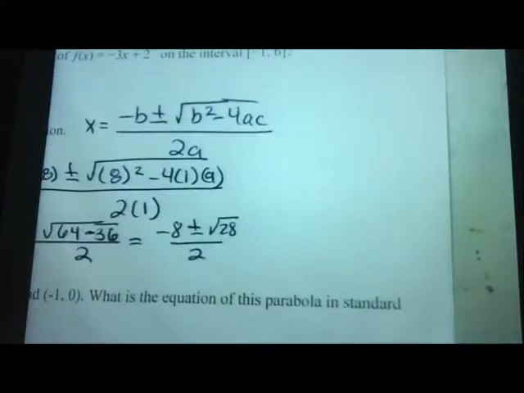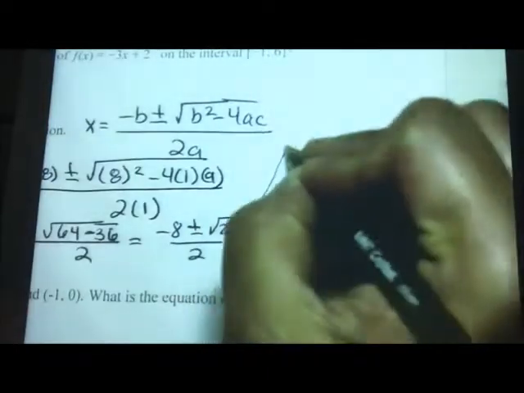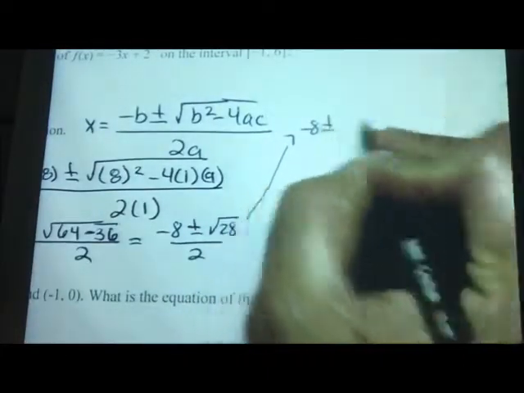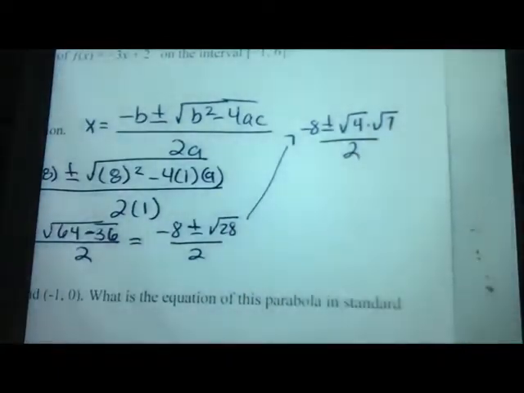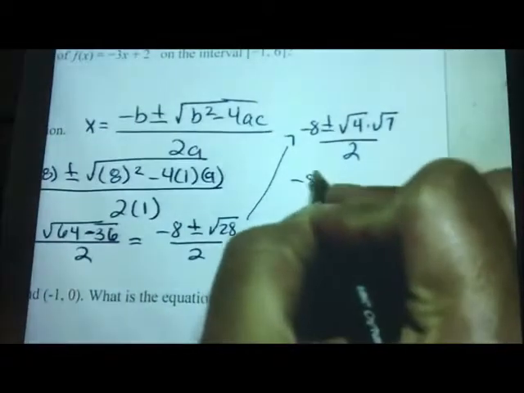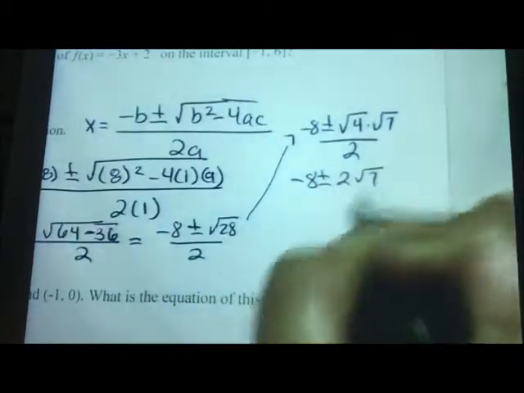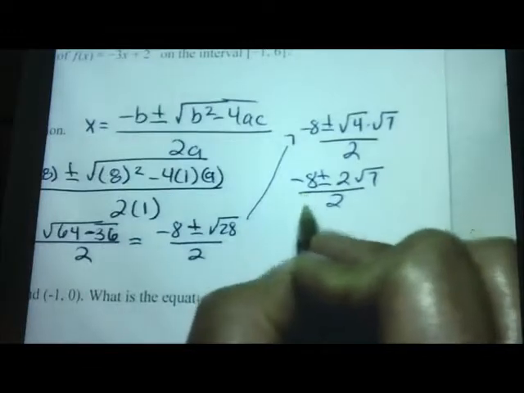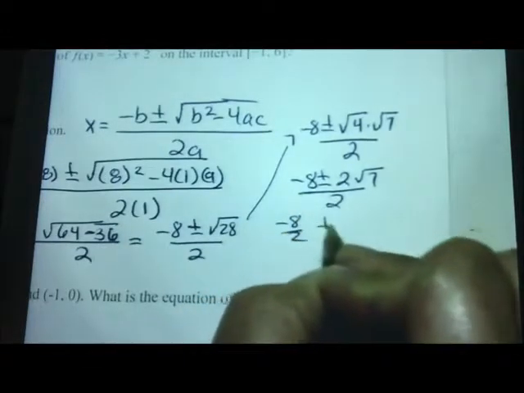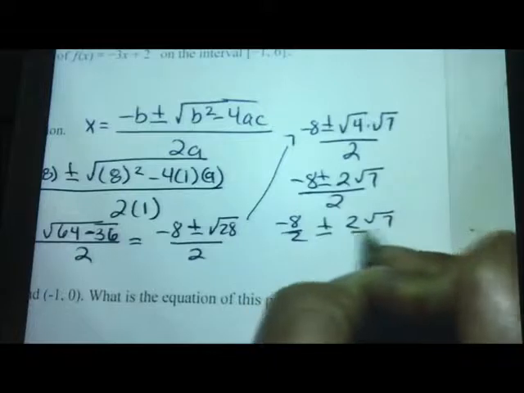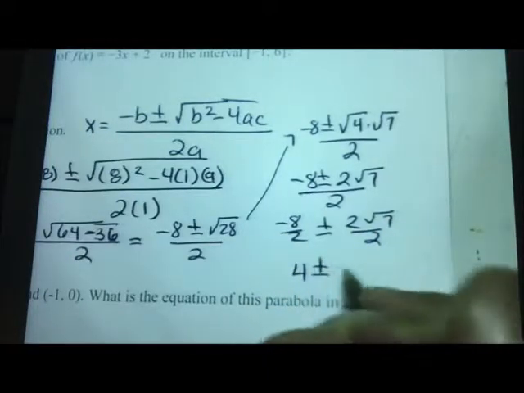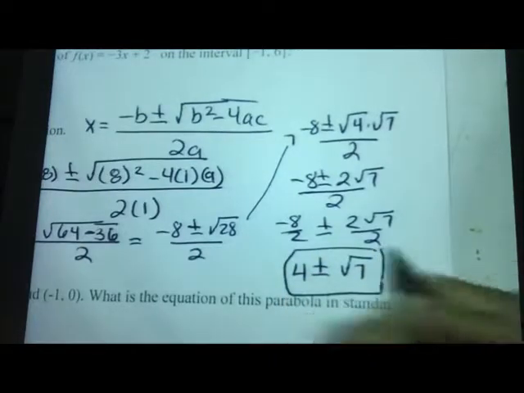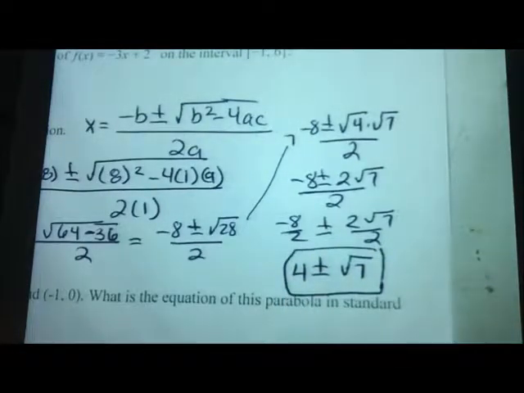Now please remember, when you have a number like the square root of 28, we can break it down. So negative 8 plus or minus the square root of 4 times the square root of 7 over 2. The square root of 4 is 2. So negative 8 divided by 2, plus or minus 2 square root of 7 over 2. Negative 8 divided by 2 is negative 4, plus or minus the square root of 7. That right there would be my final answer.